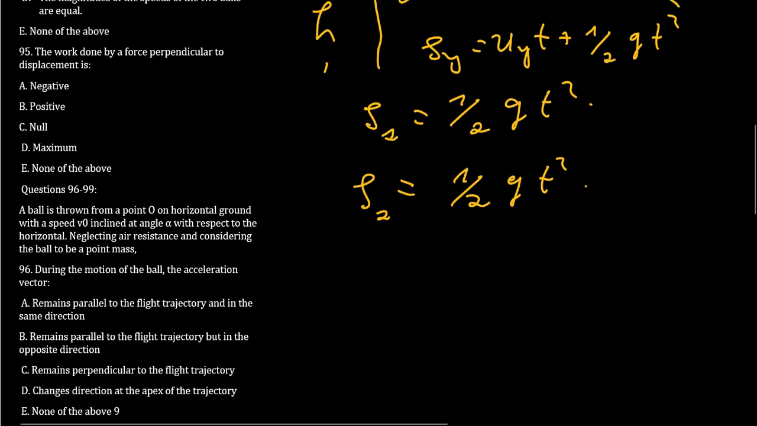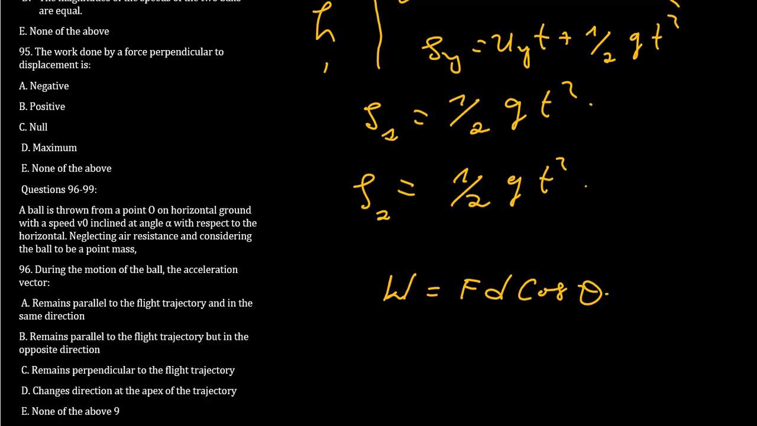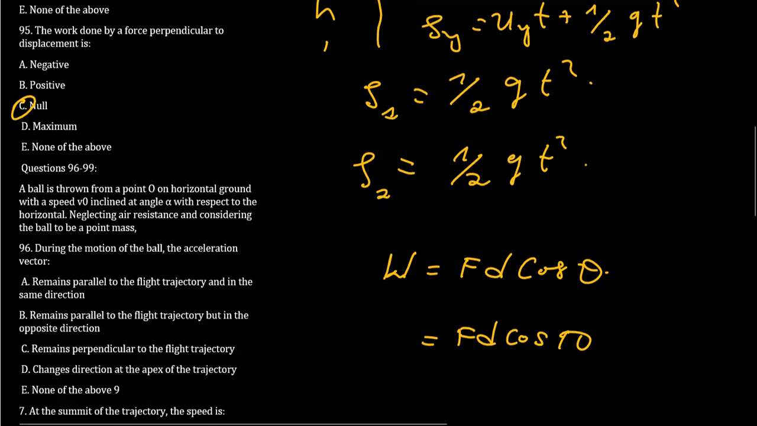Question number 95. The work done by a force perpendicular to the displacement is A, negative, B, positive, C, null, D, maximum, E, none of the above. So the work done by force W is simply given by the force times the distance moved in the direction of the force times the cosine of theta. This is if you are inclined at a given angle theta. If the force and the displacement are orthogonal to each other, a force can be applied like this, and we observe a displacement in this direction. So the angle theta becomes 90 degrees, and we get F d times the cosine of 90, and the cosine of 90 is 0. So correct option is C.